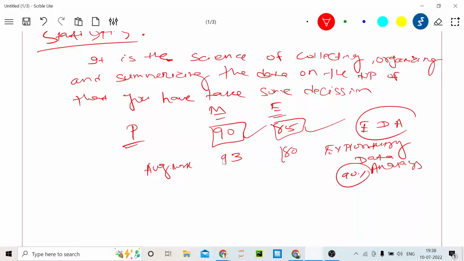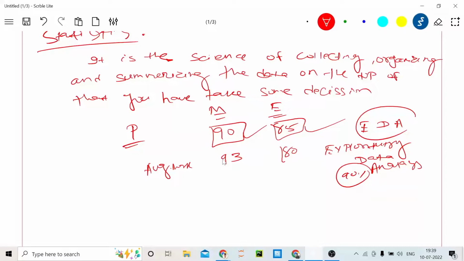EDA means you have to manipulate the data, do some operations with respect to the data, and take some decision, or you have to clean the data which has some missing values or some outliers as well. In this scenario, you just need to know statistics, and statistics is nothing but organizing, summarizing and collecting the data. On top of that, you have to take some decision. How statistics is required in your life, you may see in the example.